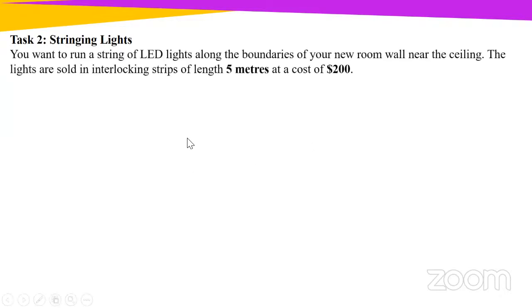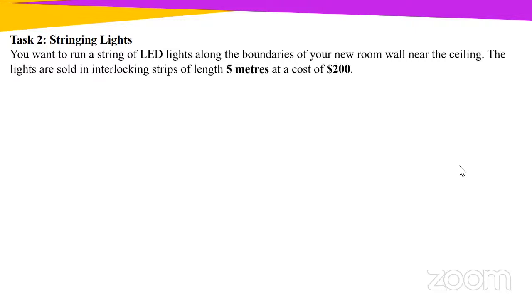All right, boys and girls. So you want to run a string of LED lights along the boundaries of your room near the ceiling. The lights are sold in interlocking strips of length 5 meters at a cost of $200. Boys and girls, I want you to pay attention to the sentences I'm reading. My first question is, what do you understand from these sentences?